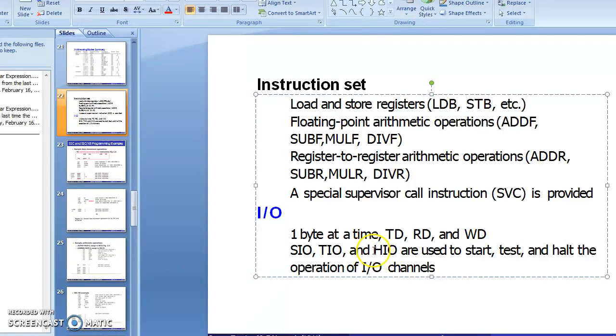Next one is HIO. What does HIO mean? Halt IO channel. This IO channel is used to execute the program and call the program simultaneously. Whenever the program is modified, it will automatically quit the program. That is called which one? HIO. This additional information will be managed.